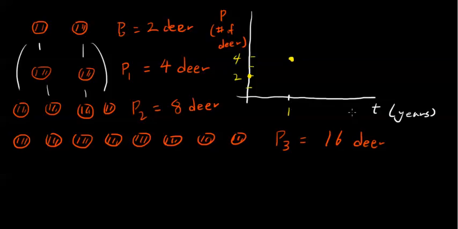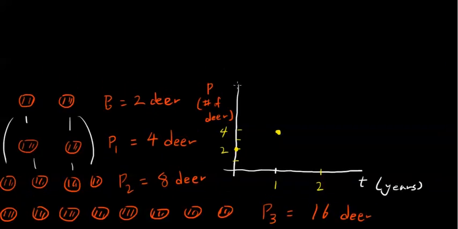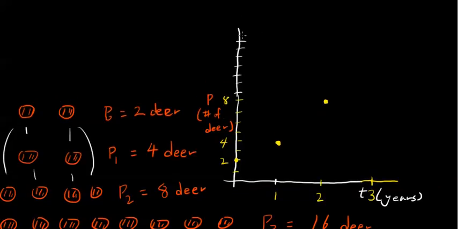What happens when t is 2? When t is 2, we have 8 deer. Let me extend this and go up. We have 8 deer. 4, 5, 6, 7, 8. At t equals 2, we have 8 deer. What happens when t is 3? We have 16 deer. 8, 9, 10, 11, 12, 13, 14, 15, 16. At t equals 3, we have 16 deer.